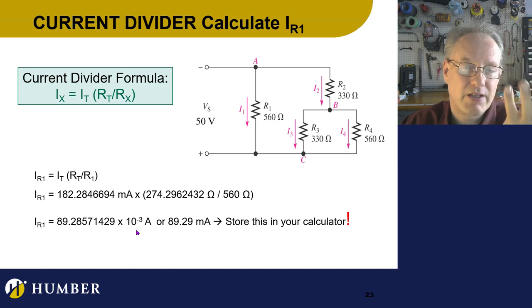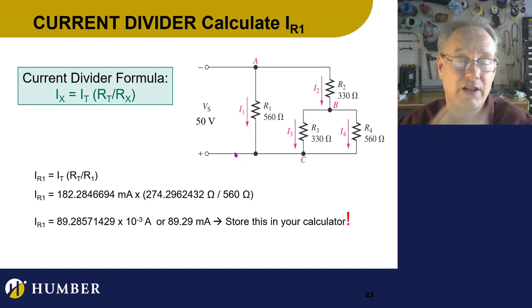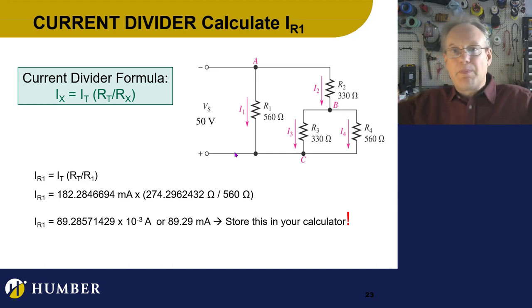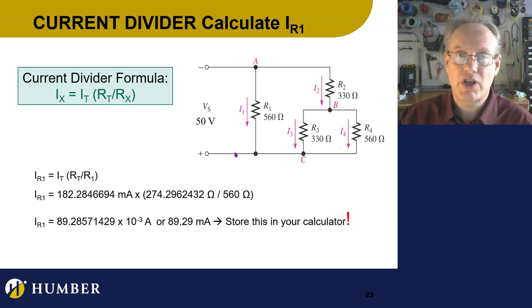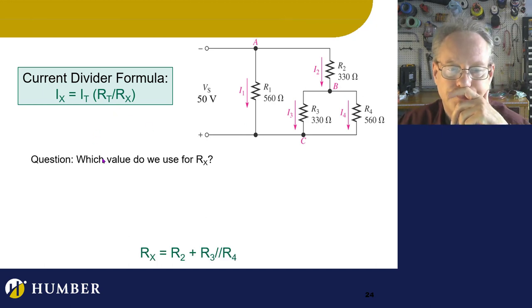Now, if you actually know the voltage drop across the resistor and you know its value, you're not going to use a current divider. But what we've done is we've started bigger and we're going to zoom in. We're going to use the current divider formula, continue to use the current divider formula here.